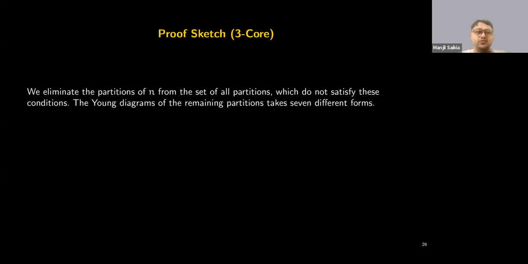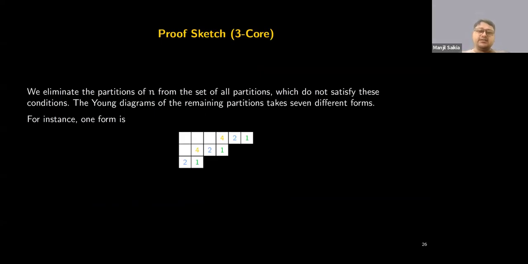And basically it boils down to 7 different classes, and you count each class and look at the number of one hooks, two hooks, and four hooks, and then see how the difference behaves. So for instance, one form is shown here, and you can see that the one hooks are formed in the corners, then the two hooks are in the diagonal just near it, and these are the four hooks. So it's not very difficult to count the number of one hooks, two hooks, and four hooks once we have the description of the partitions that we want.